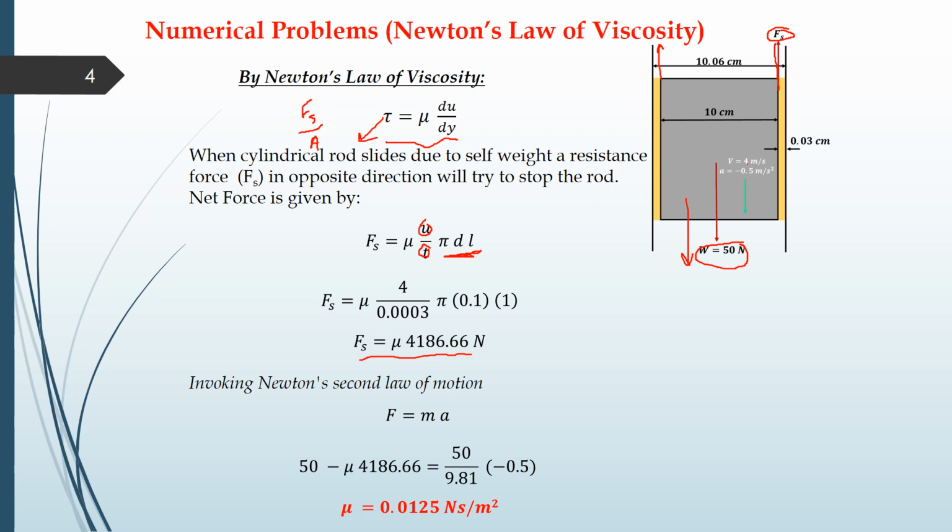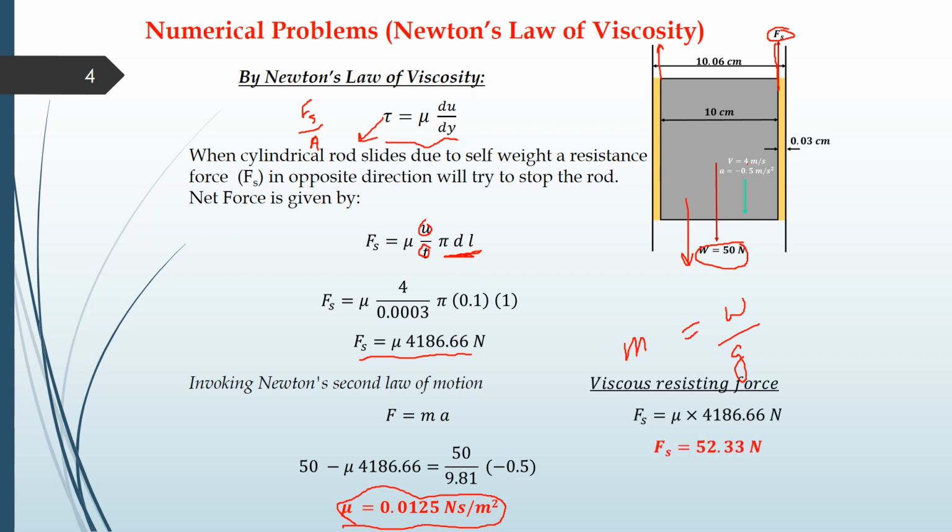So mass is equal to W by g, because you know that we can write m is equal to W by g. Okay, so W is basically 50, so 50 divided by 9.81, which is acceleration due to gravity, and a is the deceleration, because here it is retarding, decelerating, so it will be minus 0.5. So upon calculating you will get the dynamic viscosity of the fluid. So the dynamic viscosity of the fluid is 0.0125 newton second per meter square.